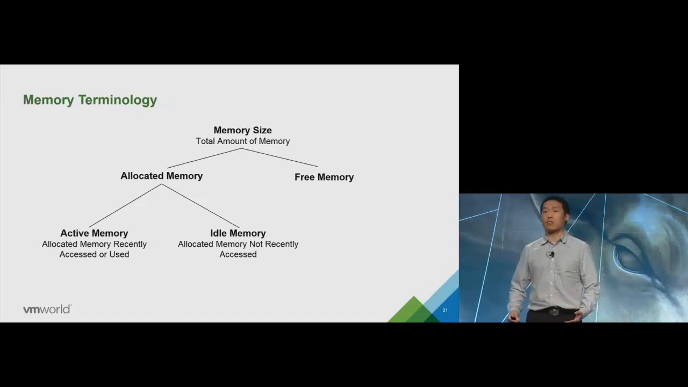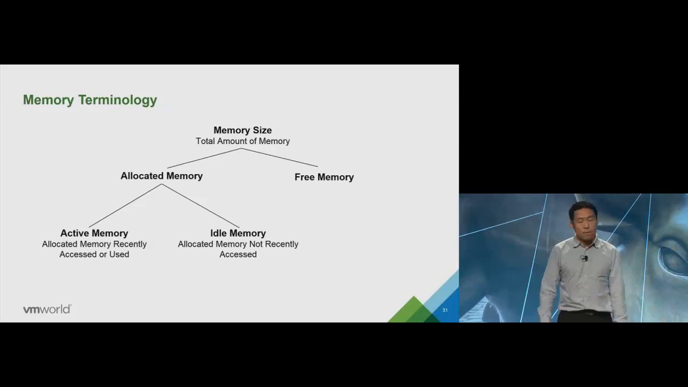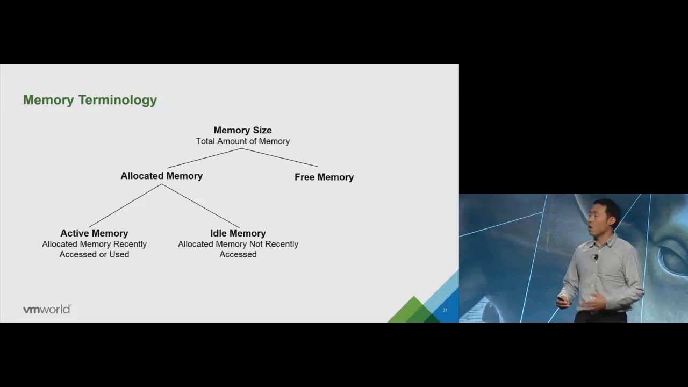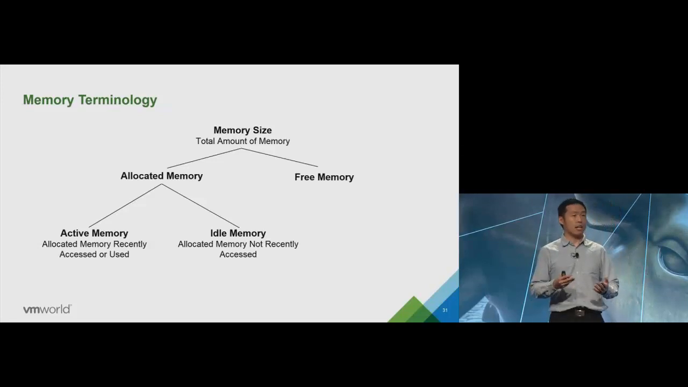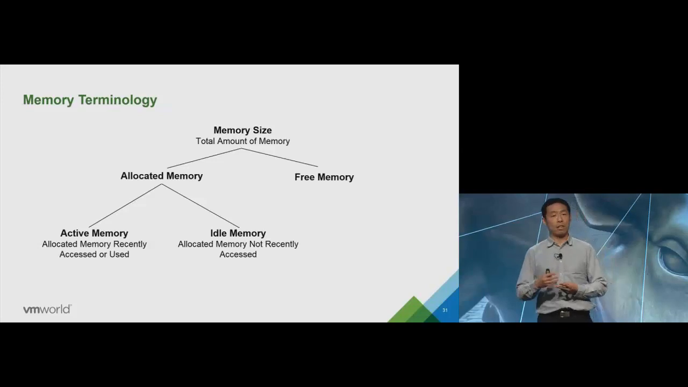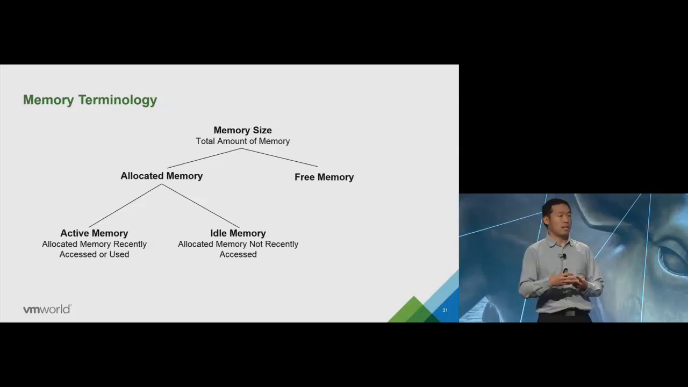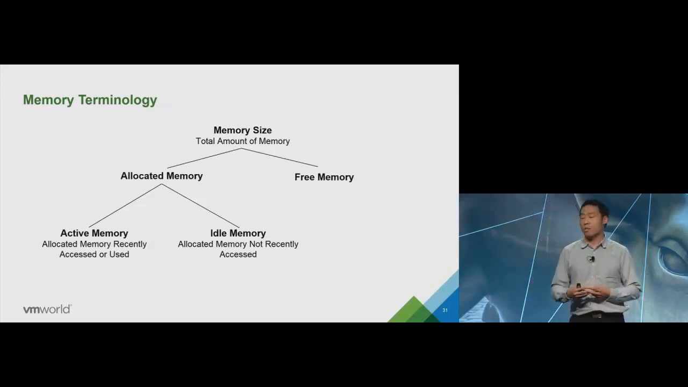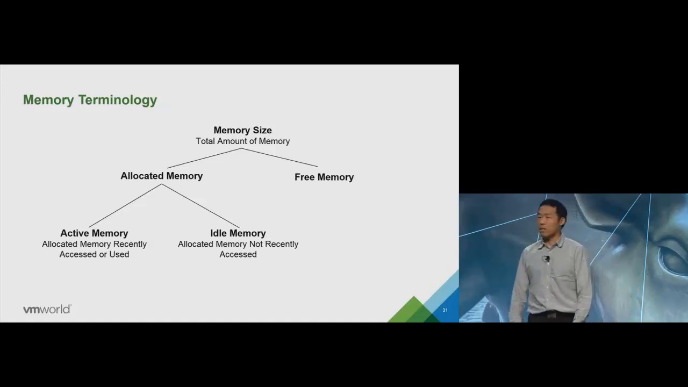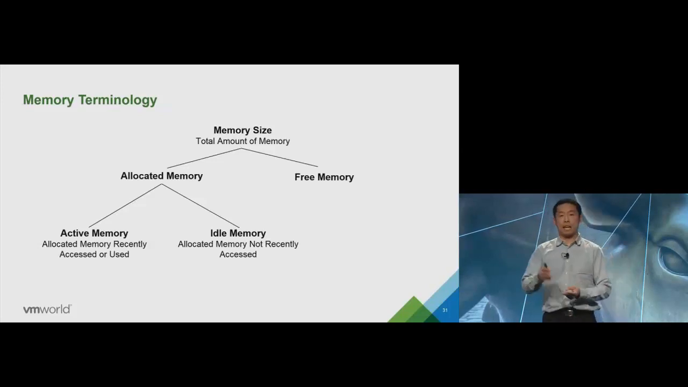Well, in the very beginning, I'd like to start with some terminology that I'm going to use in the talk. Basically, the memory size of the VM or host is typically the total amount of configured memory. It can be divided into allocated memory and free memory. And the allocated memory can be further divided into active memory, which by definition is the allocated memory that is recently used or touched, and idle memory, which is the allocated memory that is not recently accessed or touched. So the scheduler will treat active memory and idle memory differently.